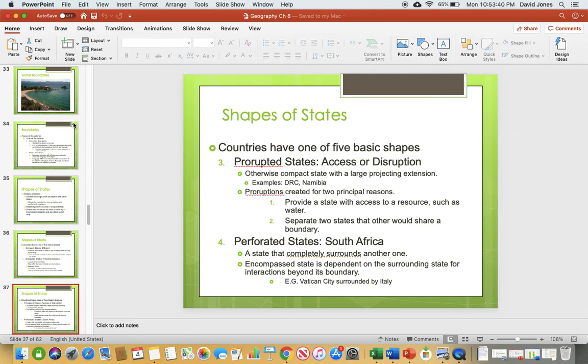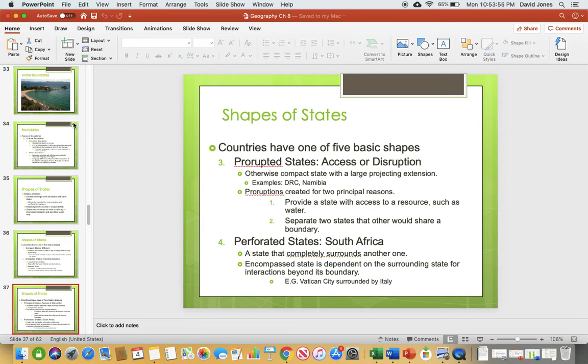And the reason why those protrusions are there is to link them to some sort of resource. So to link them to water, or sometimes it can be to divide 2 other countries that don't like each other. So we're going to put this little strip here to divide the 2 between each other. So that would be a prorupted state.